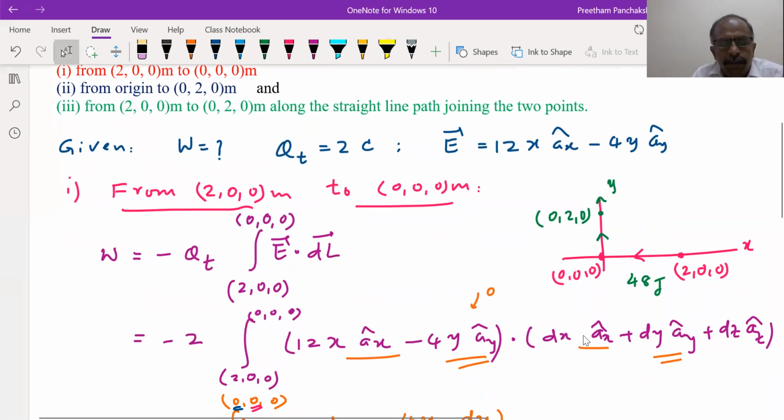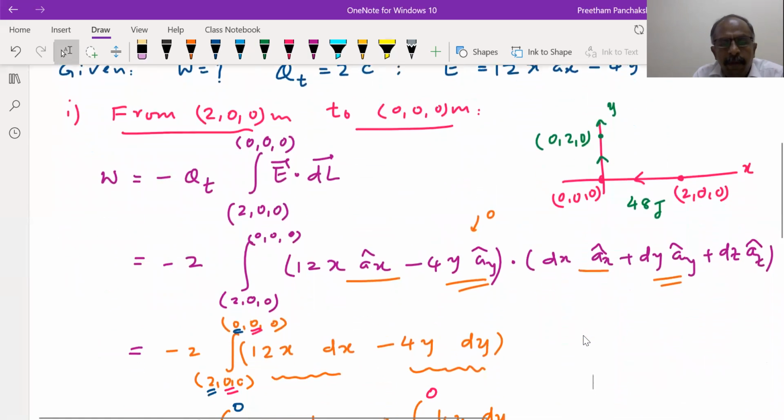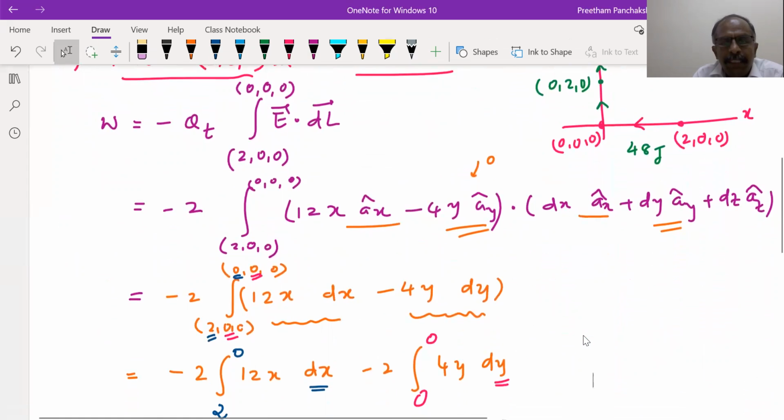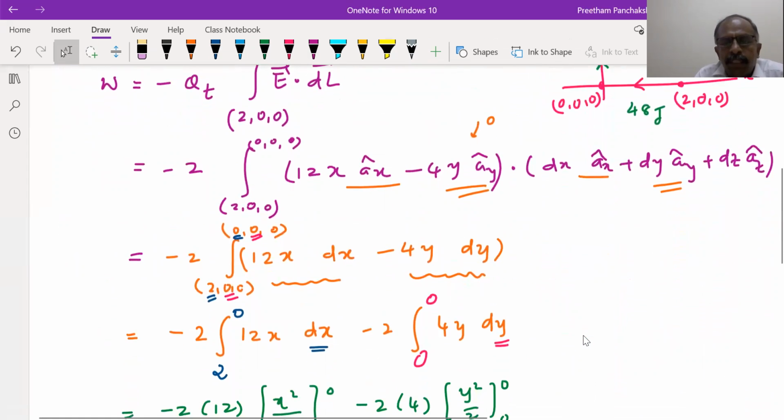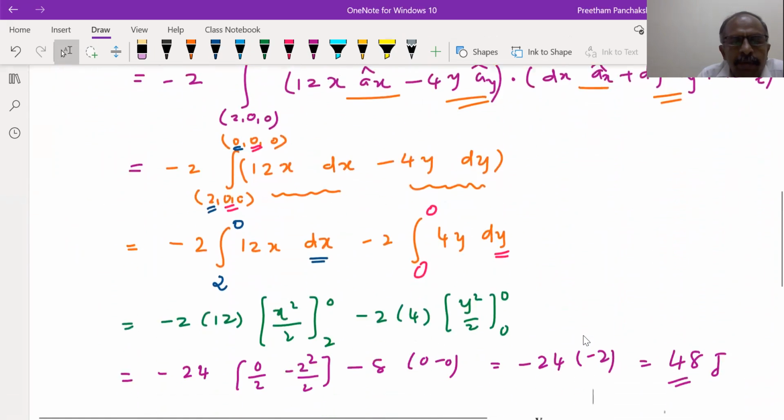So almost the first few steps are the same. We shall start with the third step, the same thing. The dot product is common for all the steps. So we can start with 12x dx minus 4y dy.